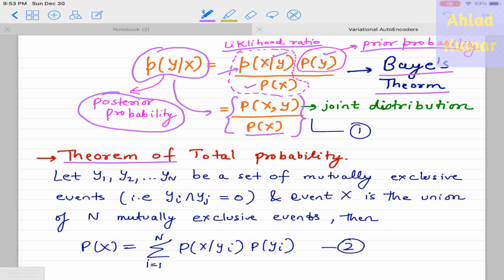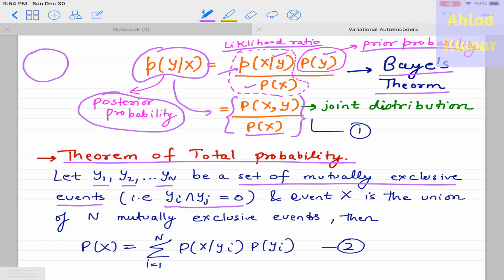The next concept is the theorem of total probability. It says that if y1, y2 till yn are a set of mutually exclusive events, meaning there is no overlap between the events, for example y1 and y2 are mutually exclusive sets. But if there is an overlap between y1 and y2, then they are not mutually exclusive events. So the sets we are considering here should be mutually exclusive.